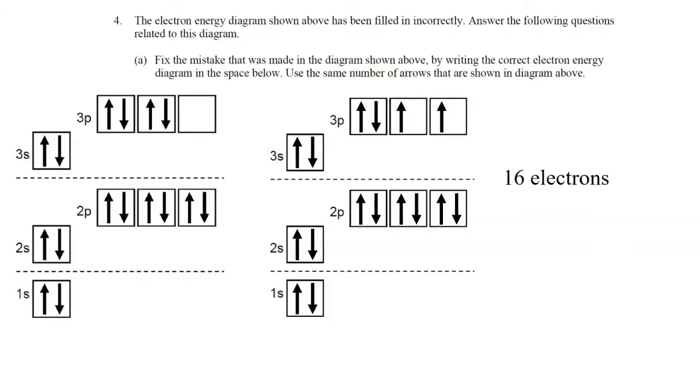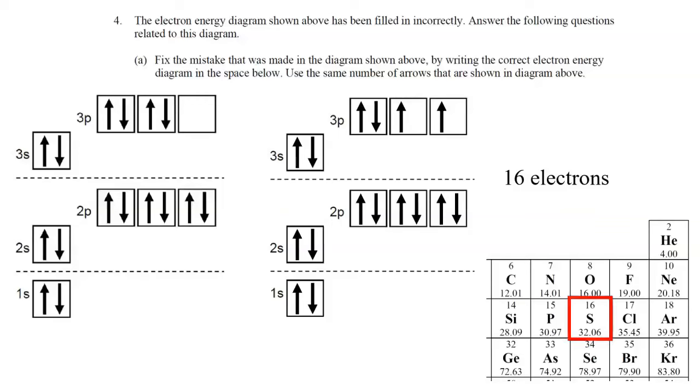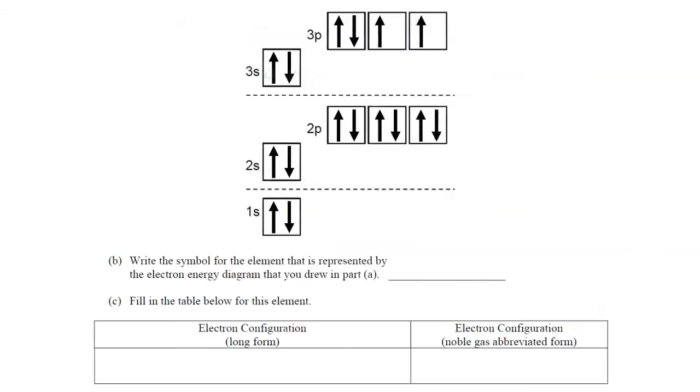And there's a total of 16 electrons in this diagram. And if there's 16 electrons, then that would mean we can identify the element by looking on the periodic table. So which element symbol has atomic number 16? That would be sulfur, which is the element symbol capital S. So that is the answer to part B of question 4. Write the symbol for the element represented by the electron energy diagram, and that would be sulfur, which is capital S.